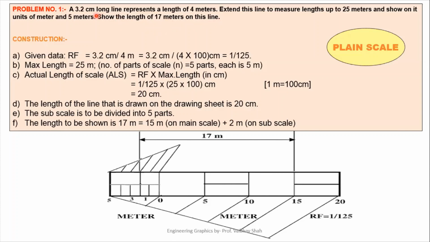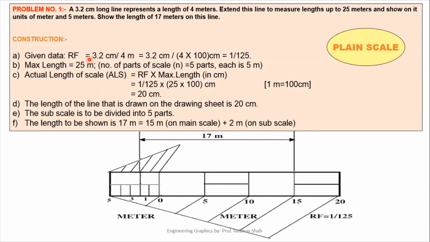So here a 3.5 centimeter long line represents 4 meters. That means the scale is given, so we have to convert this scale into RF first. Extend this line to measure length up to 25 meters, means the maximum length we have to measure is 25 meters. And we have to show on the scale units of meters and 5 meters. We'll see later on what it means. And show the length of 17 meters on this scale. That means after drawing this scale, we'll be showing 17 meters on the same scale.